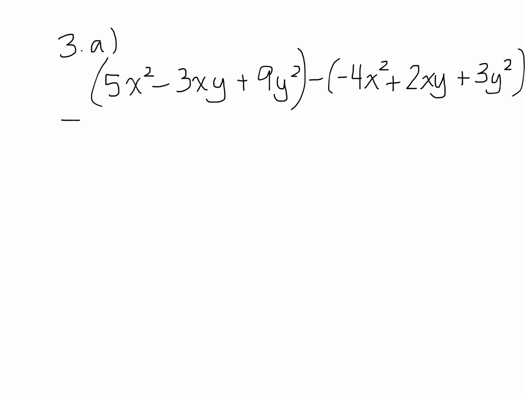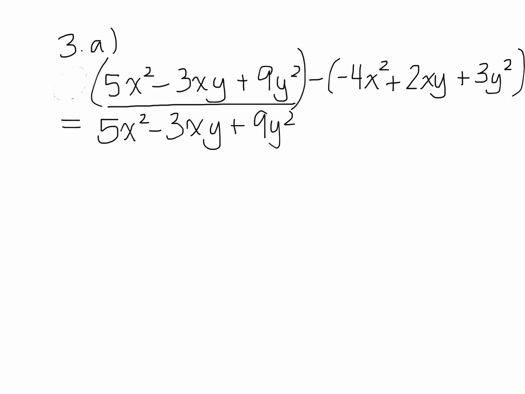So for the first part of the expression, there's nothing in front of the bracket, right? There's nothing there. Because there's nothing in front of the bracket, I can just remove the bracket. So I'm just going to rewrite this without brackets. 5x squared minus 3xy plus 9y squared.